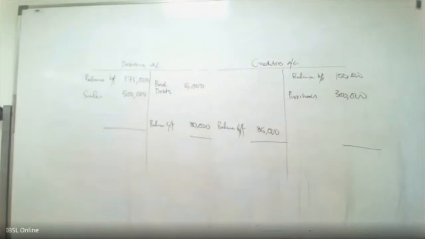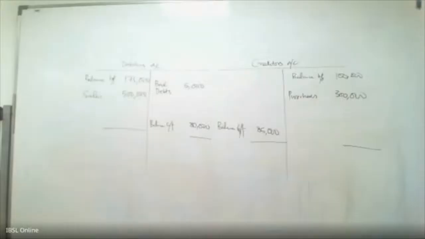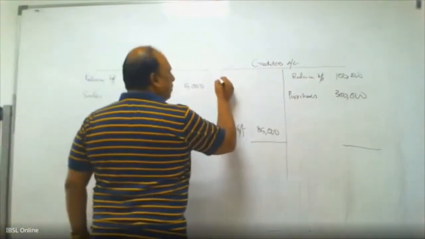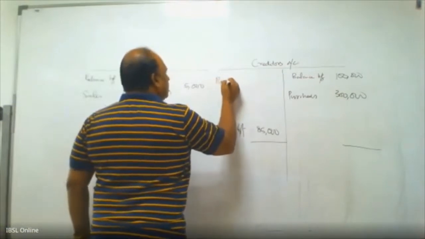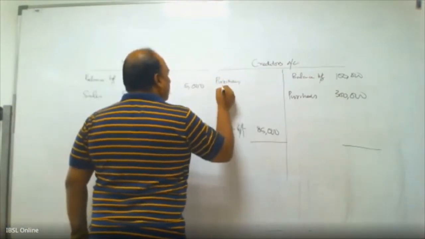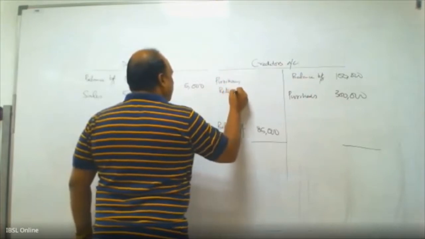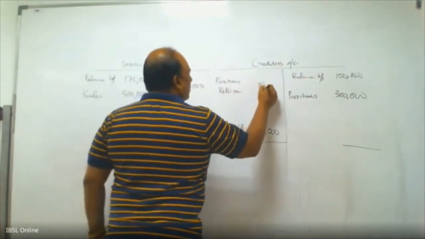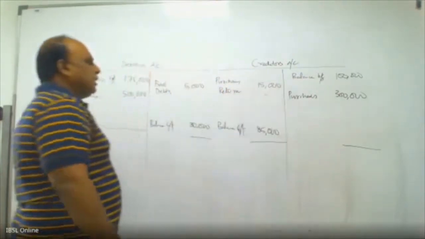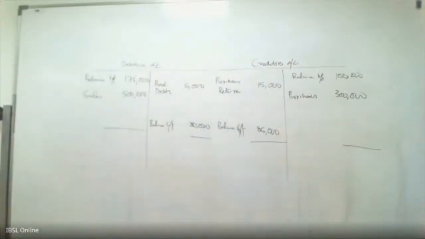Can you remember? Yeah. We have 4 types of accounts: sales, sales return; purchases, purchases return. So debit creditors, and credit purchases return 15,000. That's all. We have captured everything. So now it's a matter of balancing.